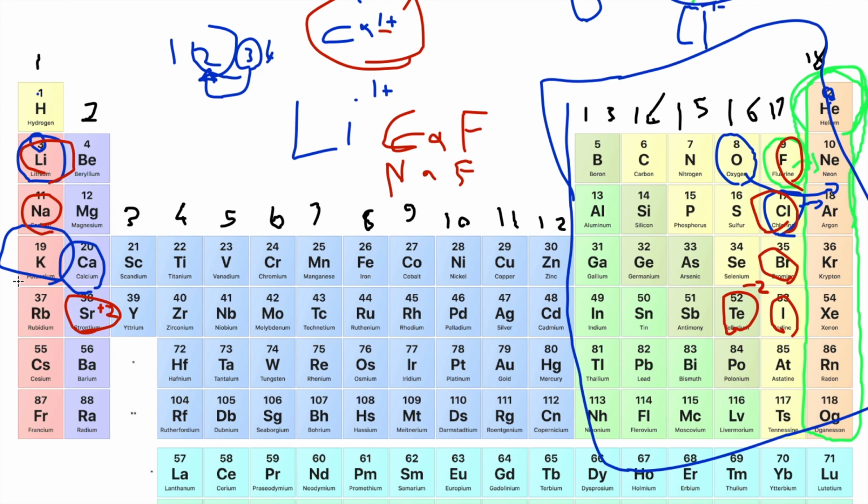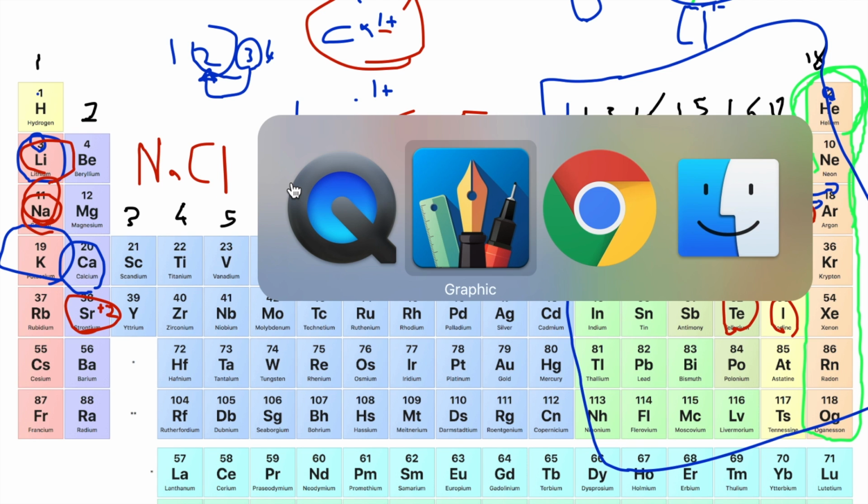Okay, so what is the most popular bond? Well, you might be familiar with, here's sodium and here's chlorine. So what's NaCl? Well, you might know that as table salt. And table salt is a great example of ionic bonding.